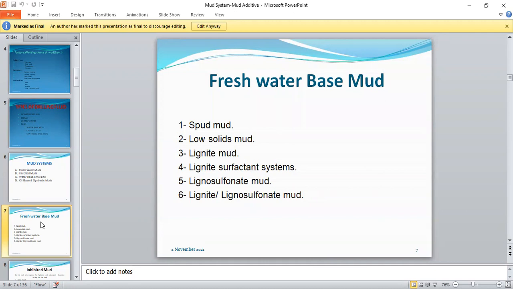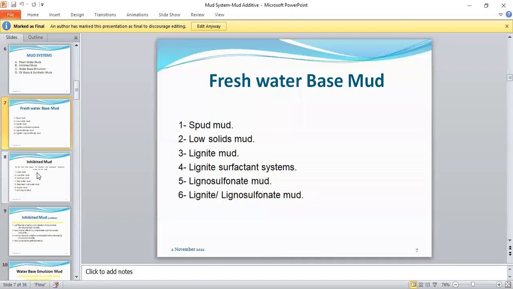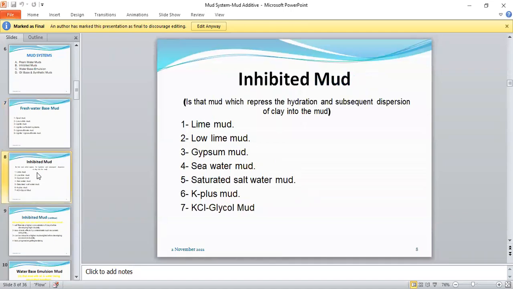In the Middle East, it may be lignite. In other parts of Africa, it may be low solid mud. It may be lignosulfonate mud. So from spud mud, you start the drilling and continue and make it finer or more complex.